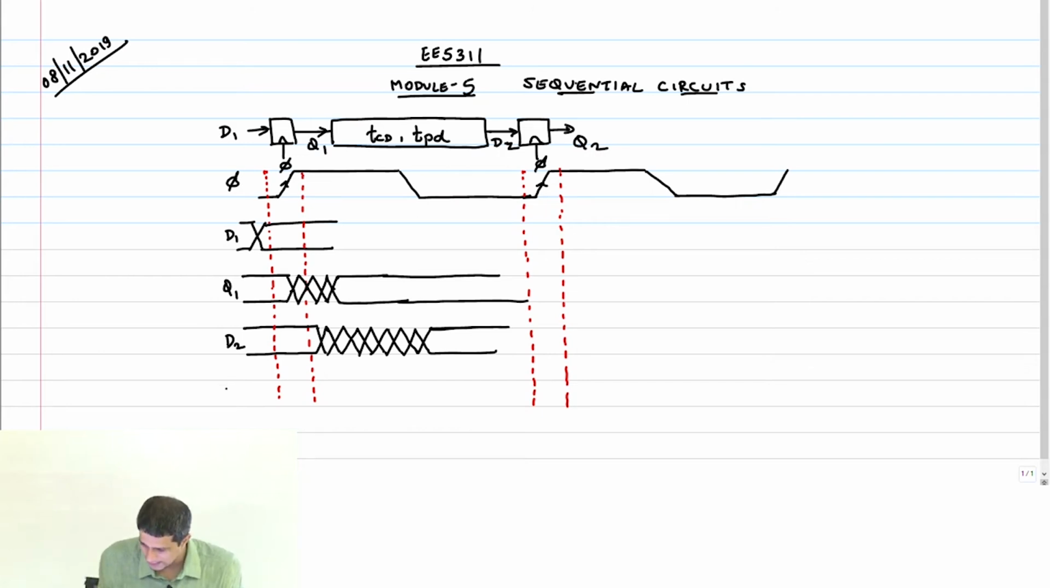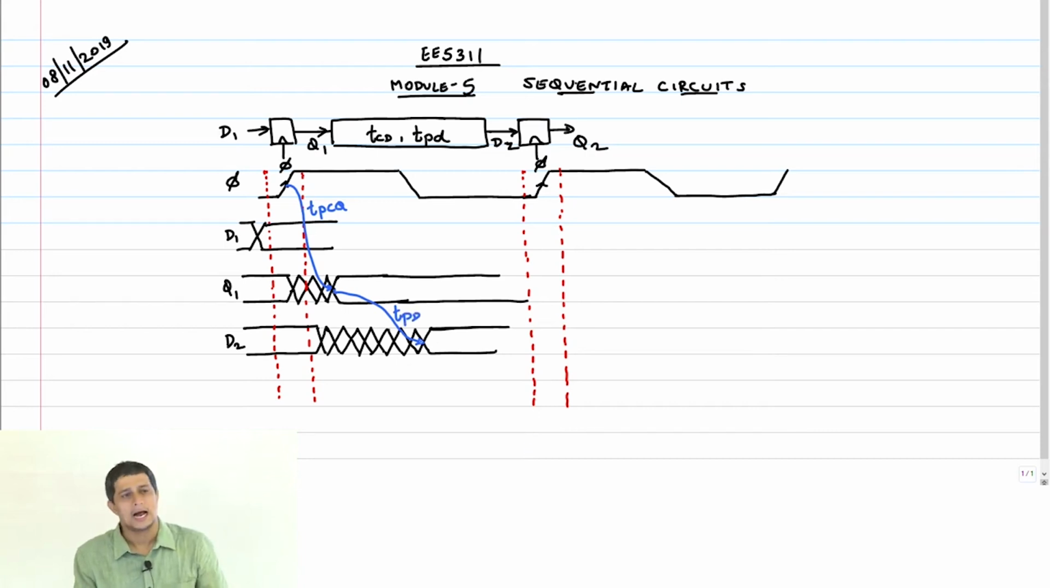And then there is going to be Q2. Of course, for Q2 we don't have to worry, we just have to see when this has to set up. So what is the max delay constraint? This, from the clock, is going to take a delay of TPCQ. From this, it's going to take a delay of TPD.